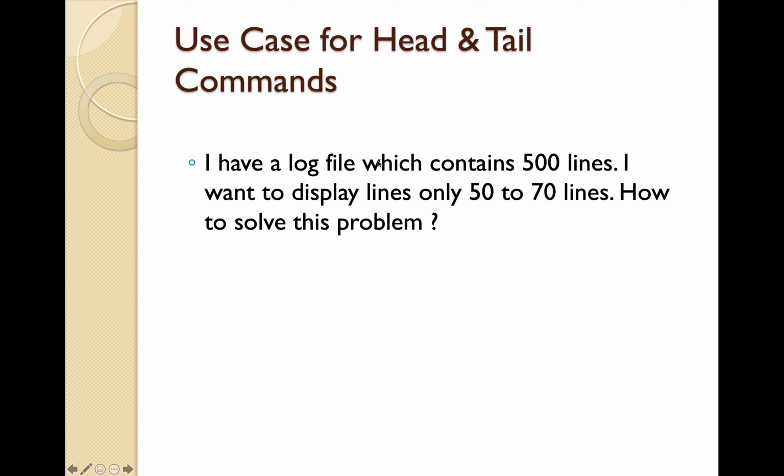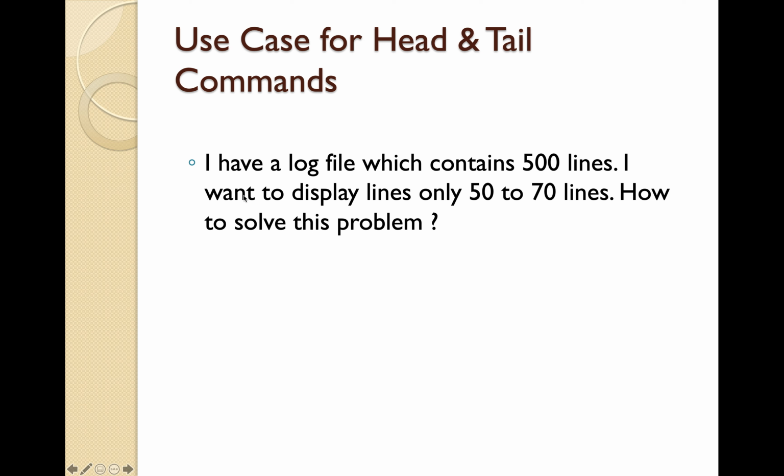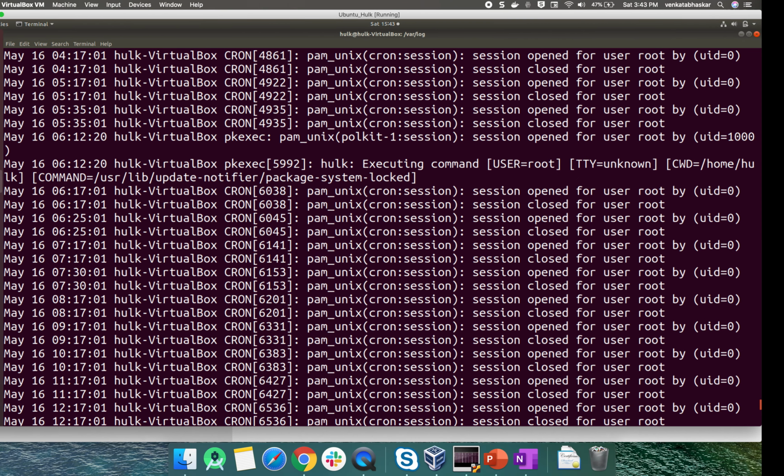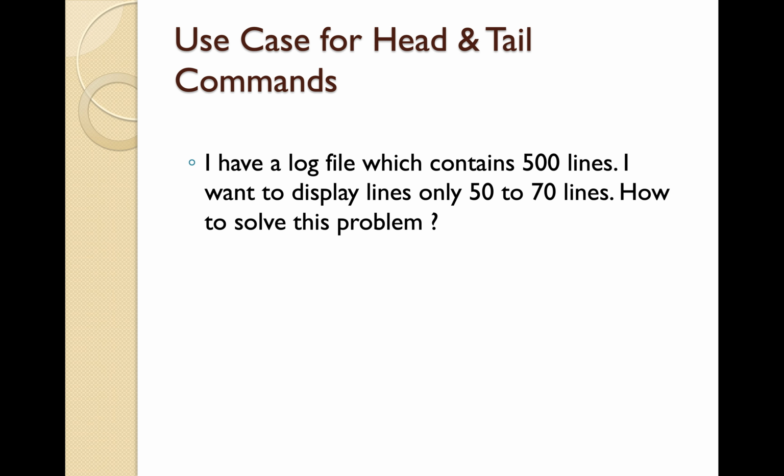I have a log file which contains 500 lines. Assume that this file contains 500 lines, and I want to display only lines 50 to 70. How do we solve this problem? By using the head command and the tail command. You need to use three commands: cat, head and tail. Please try to resolve this problem. In the next tutorial I will explain how to solve it. Thank you guys, we'll see you in the next tutorial.